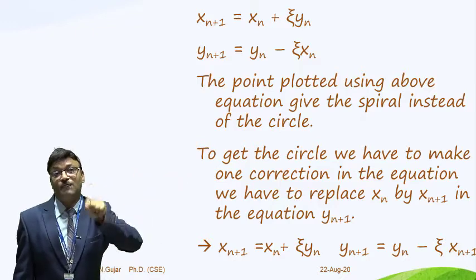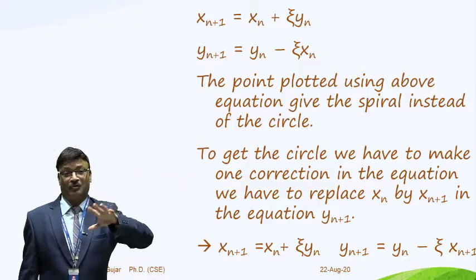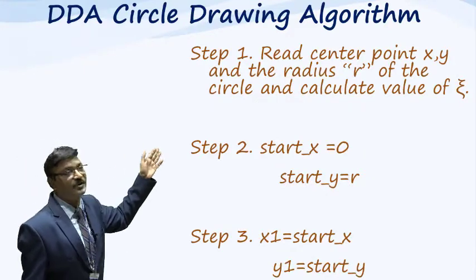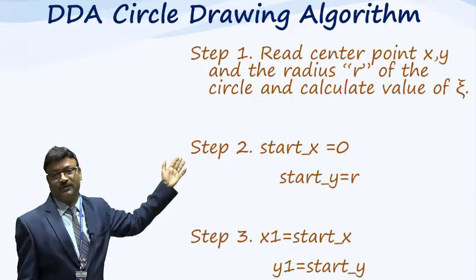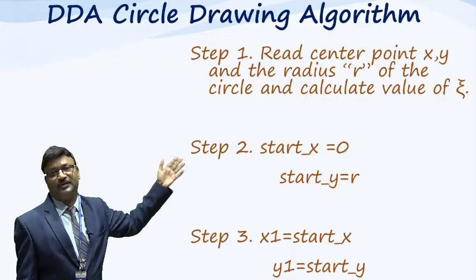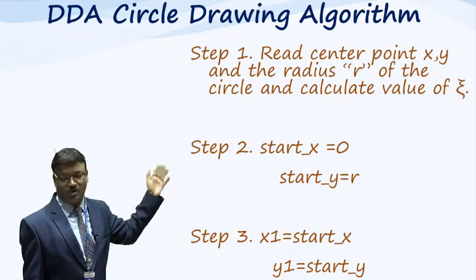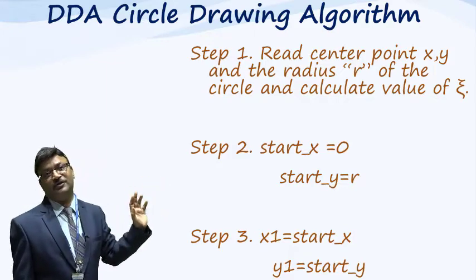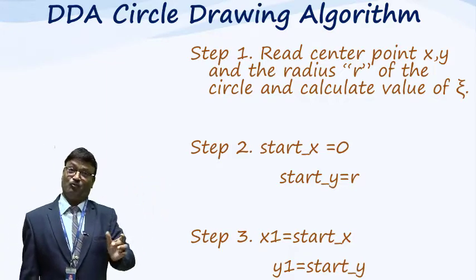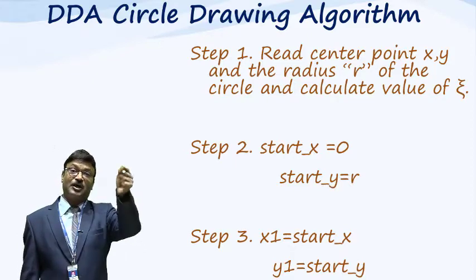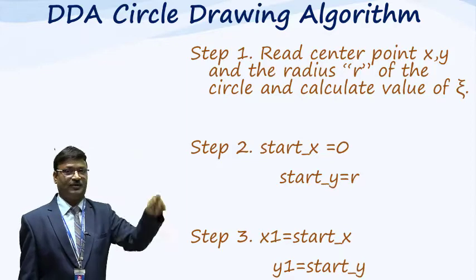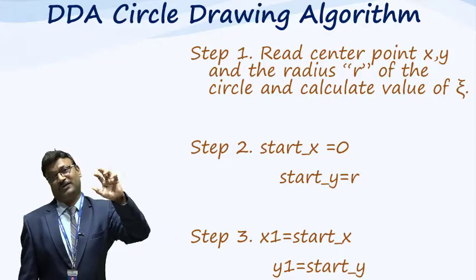So now let's see how you can utilize it. How can you put it in the algorithm? Read the center point x, y and r, and calculate epsilon by using r. Once I have calculated that, then you consider start x and start y. Why? Because I have to start somewhere. Suppose I want to draw the circle, so I have to start somewhere.